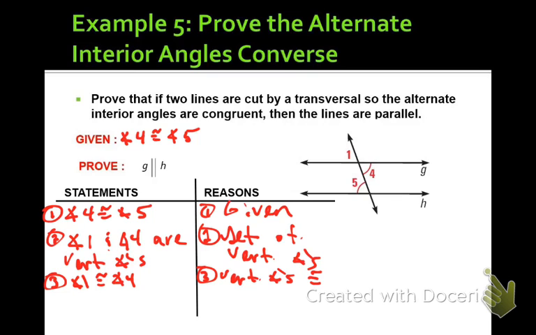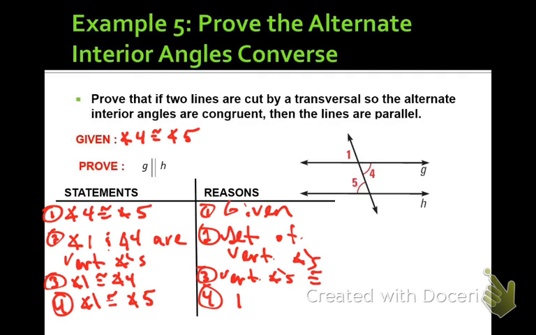Okay, now we got angle 4 congruent to angle 5, and then angle 1 congruent to angle 4. So now we can say that angle 1 is congruent to angle 5 because of transitive or substitution. The way this is set up is it should be transitive.